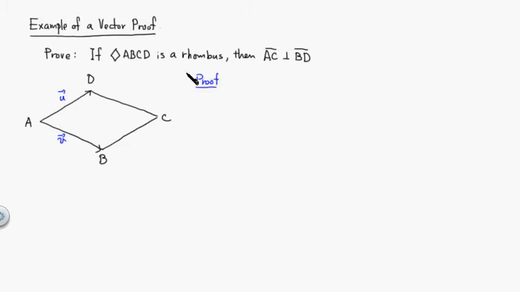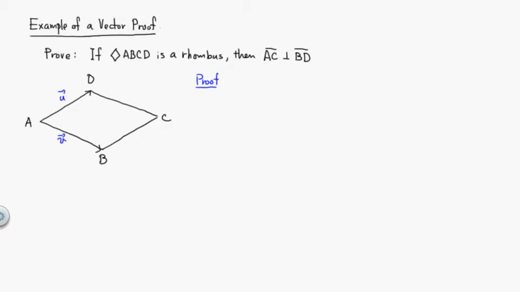In order to establish the perpendicularity, we're going to use the dot product. Two vectors are perpendicular if and only if their dot product is 0. So we just have to show that the dot product is actually 0.